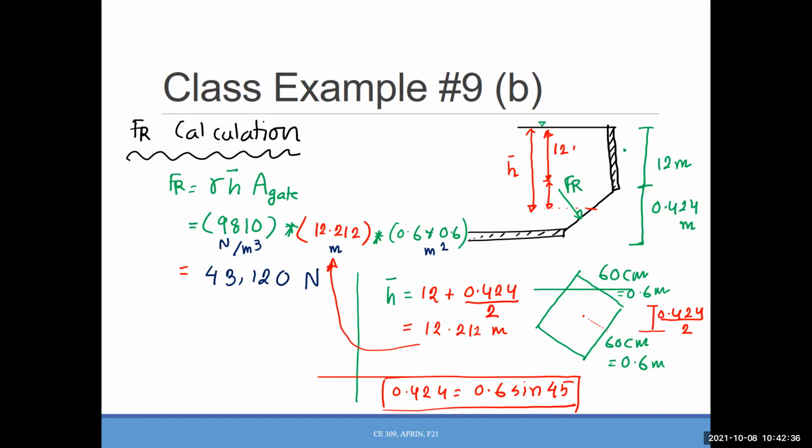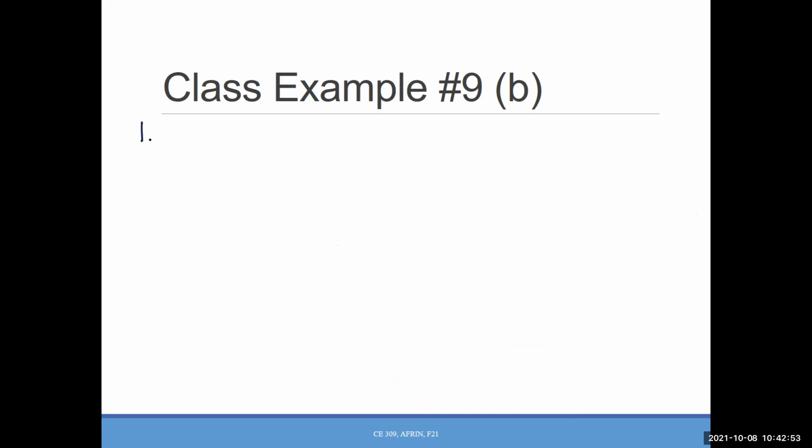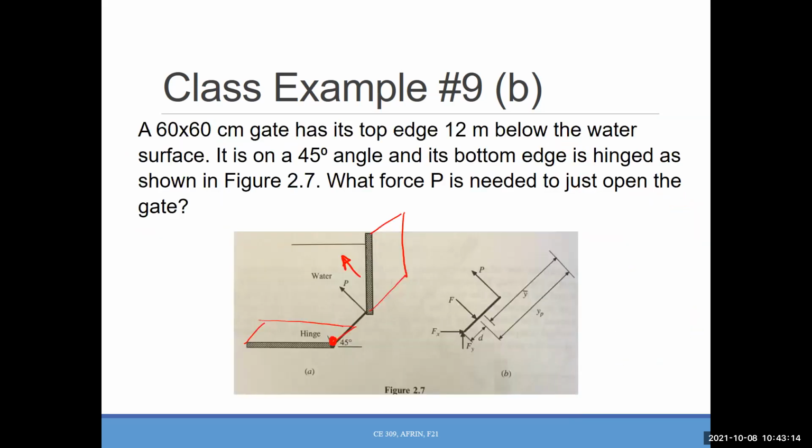Now we still need to find what? Location. Yes. So that should be our next step. Are we done with this one? Let's start working on the location. If anyone is not done, please stop me when I change the slide. So yp equals to y bar plus Ix bar over y bar A. Now I will come back to the very first slide. Yp is actually what? From that water surface, the distance of that F is actually the yp, right?